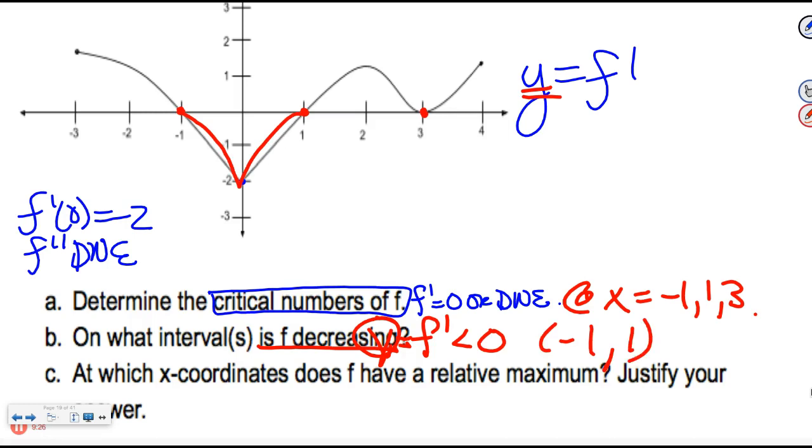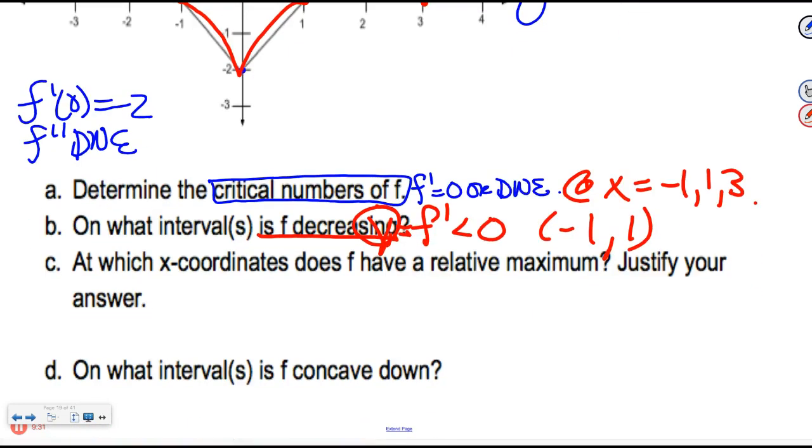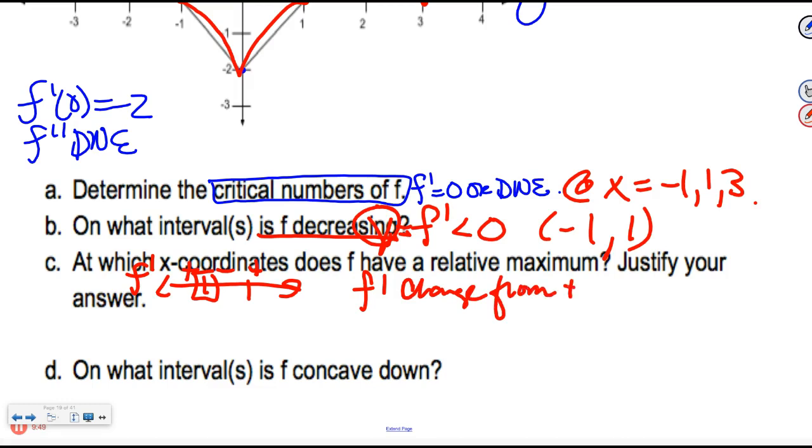All right, and last up it says, at what x-coordinate does f have a relative max? Again, that's about f prime. It would have been last chapter if I made a sign line and it went plus, minus, plus, and I was looking for the relative max, I'd say right there. So that's the same thing I need to do on my graph. I need to have f prime change from positive to negative.